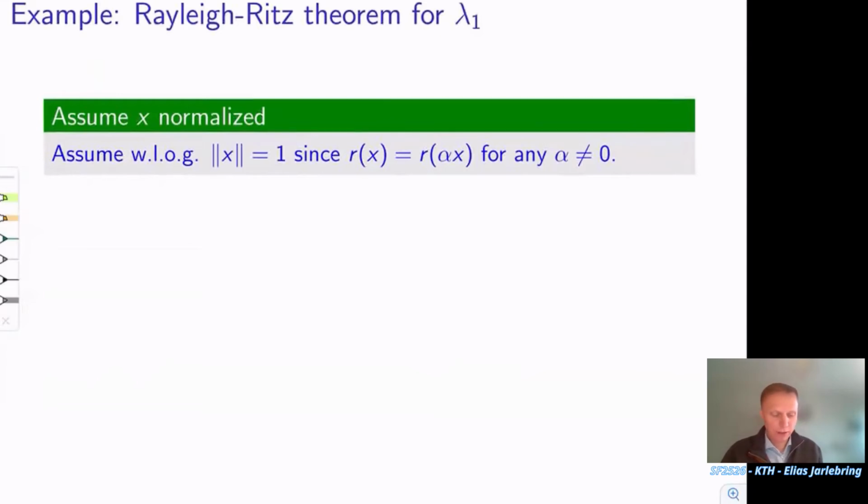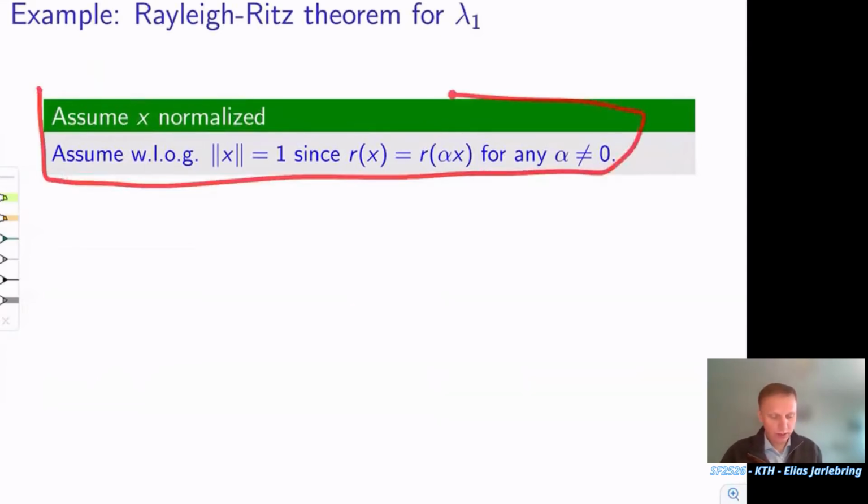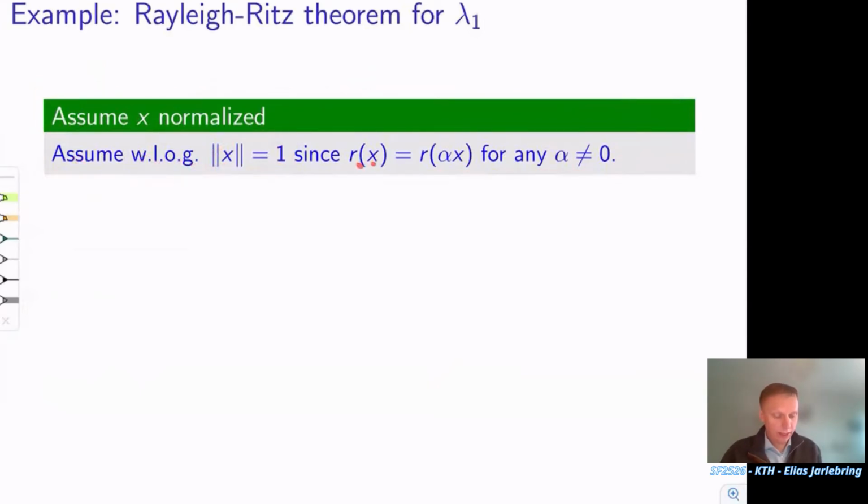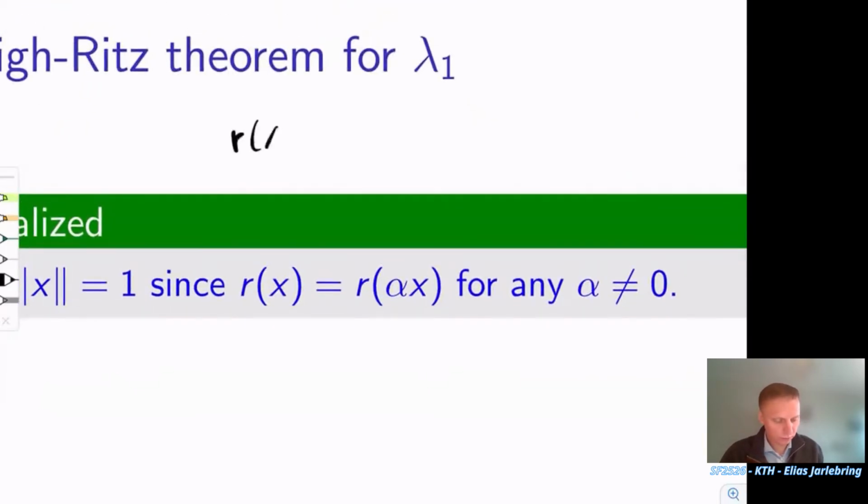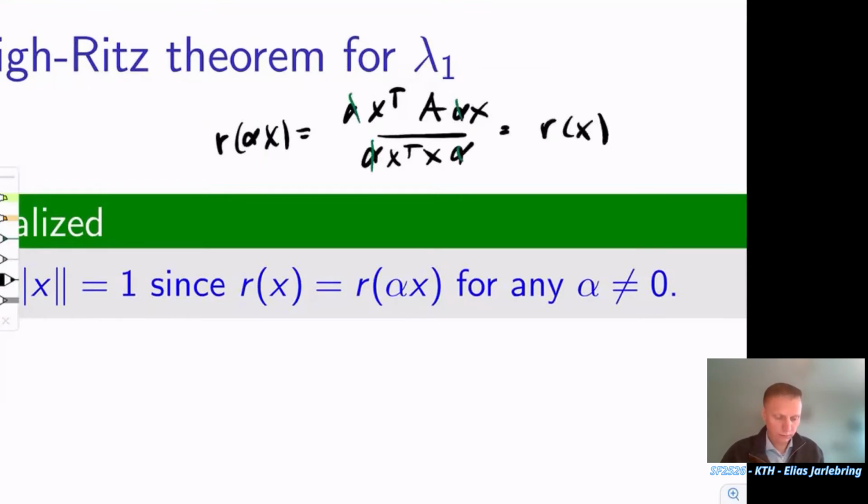Let's do an example. First, we note that we can assume this: without loss of generality, the x vector is normalized. This is due to the fact that R of x is independent of the scaling of the vector. We can see this directly by just inserting alpha x as a vector in the Rayleigh quotient like this.